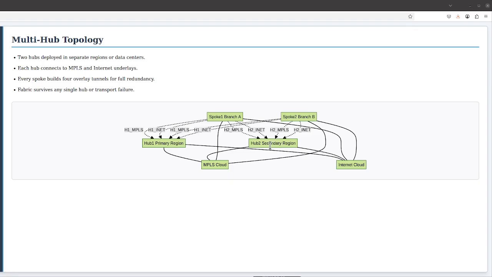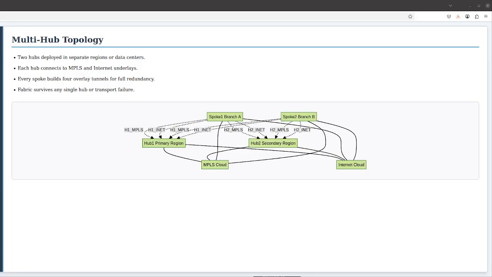Hub 1 might live in a primary data center such as US East 1 in AWS, while Hub 2 lives in a secondary data center such as US West 2. The separation is intentional, so that a failure of one entire region does not take both hubs down at the same time. Each hub connects to two underlay transports.